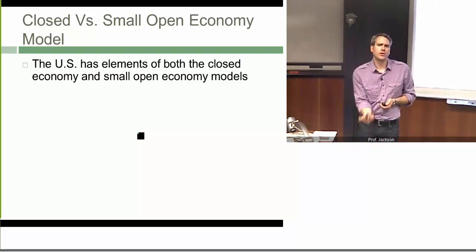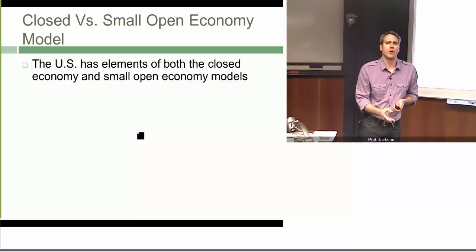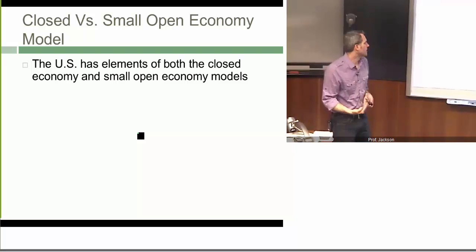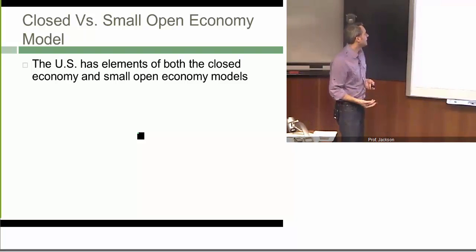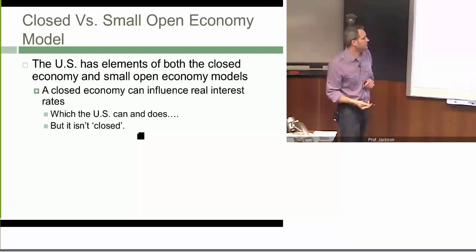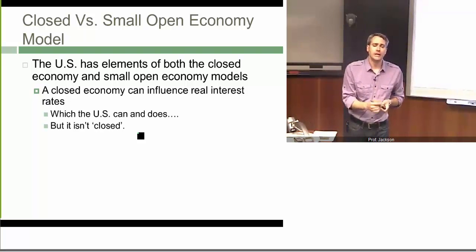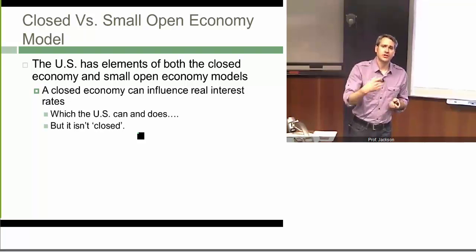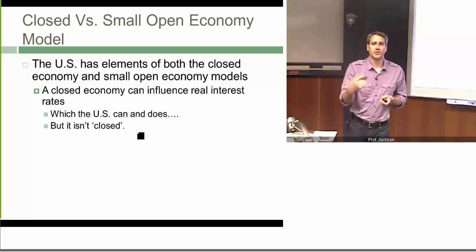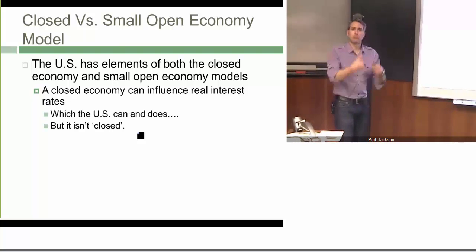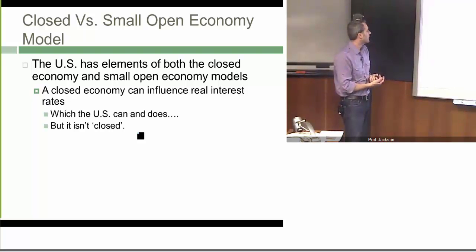So the question is, well, where does the U.S. really fit in thinking about these two models? And as it turns out, the U.S. really has elements of both of these things to help explain some of the facts that we were looking at. So first of all, as we talked about in a previous video, a closed economy framework allows us to understand what drives real interest rates and changes in real interest rates over the long term. And so that's helpful for thinking about what drives real interest rates in the U.S. experience.